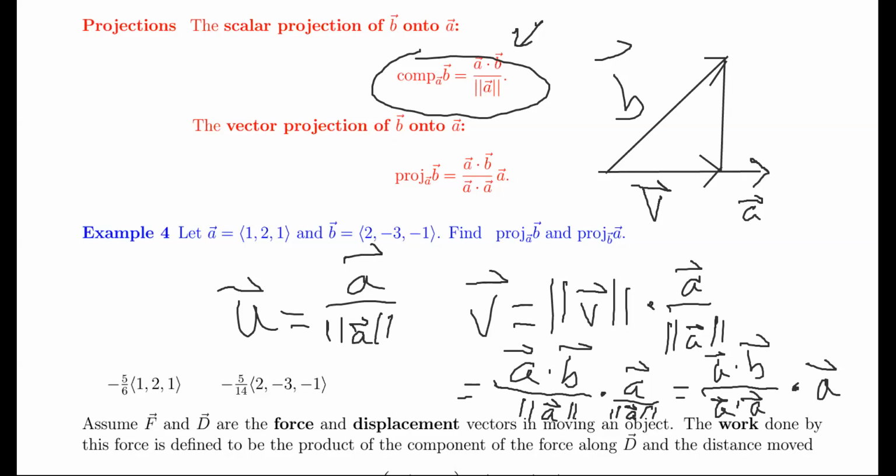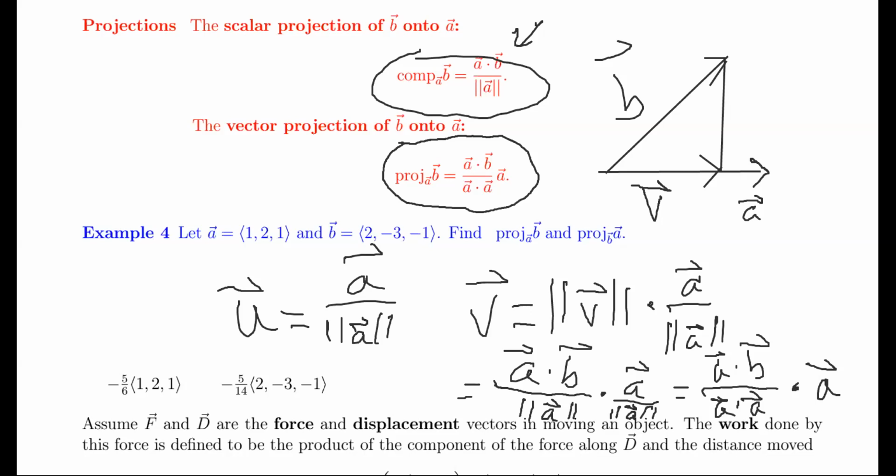The thing on the left, A dotted with B over A dotted with A, is a scalar, right? Recall that A dotted with B is a scalar value. A dotted with A is, again, a scalar value. So a scalar divided by a scalar is a scalar. So we get a scalar times the vector A here, and that is our vector V, which our notation for is the projection of B along A. So now we've been able to calculate that.